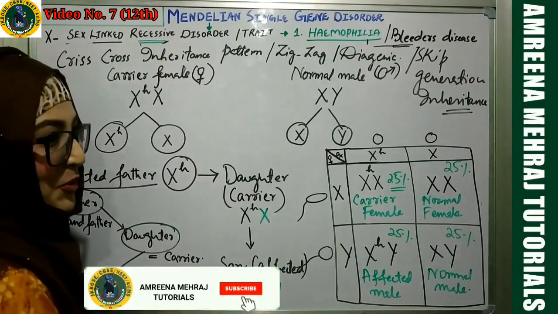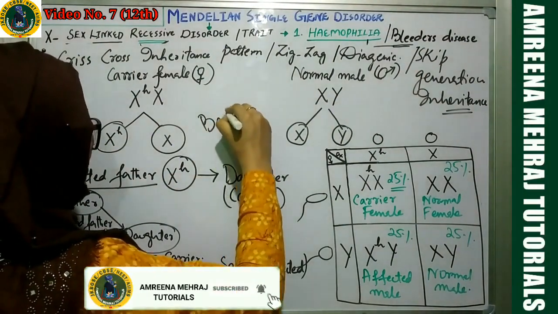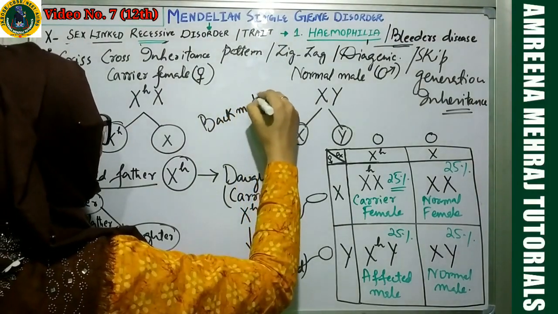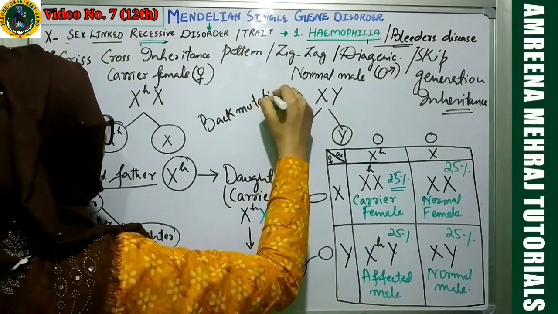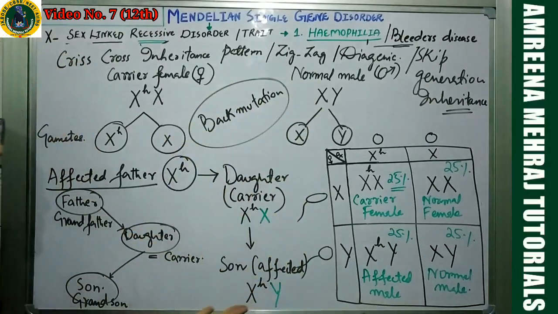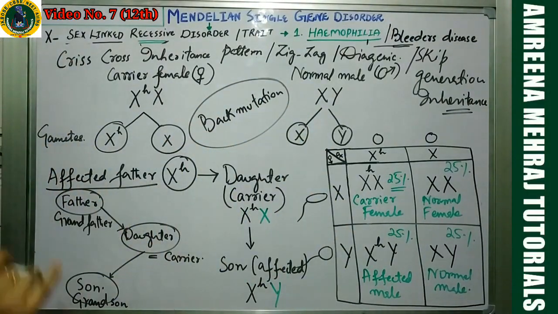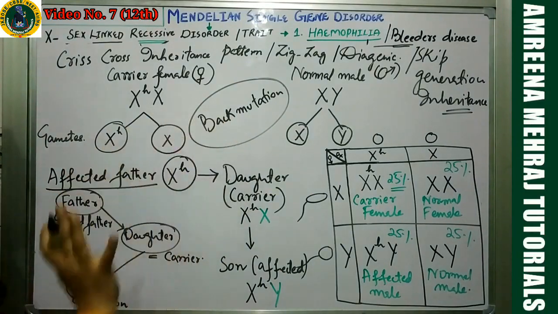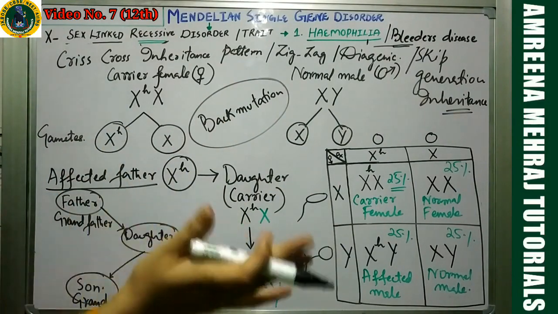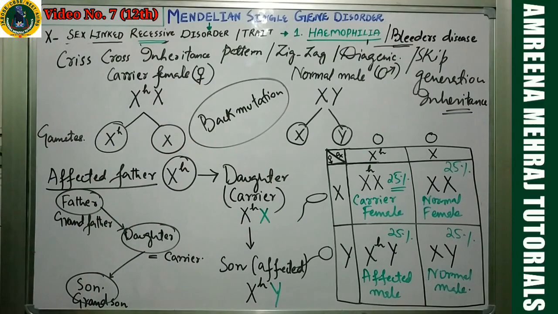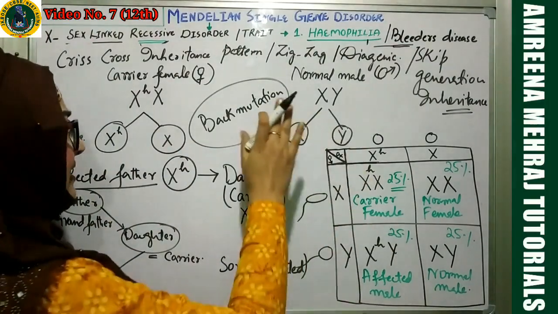It can only go because of a back mutation. Nothing else can change it. Only a back mutation can reverse it, which has the least probability. Otherwise, the mutation remains there in the family forever. Generally, for this disorder, back mutation doesn't work. It preferably works with disorders like sickle cell anemia. Otherwise, they run in the families.